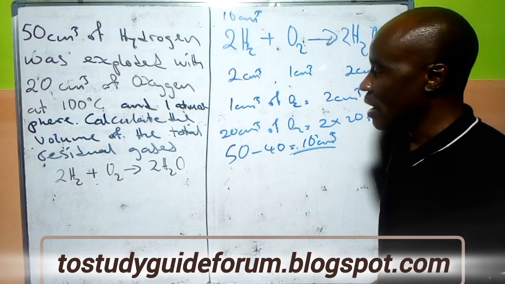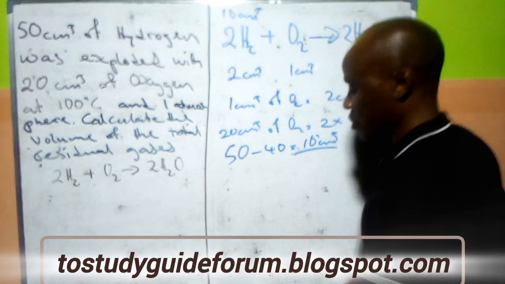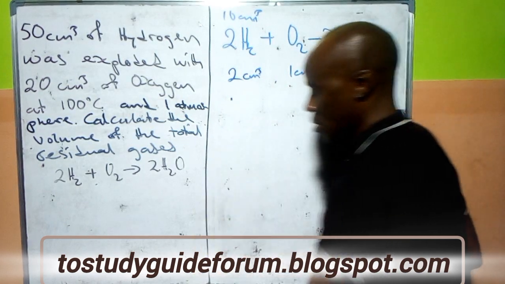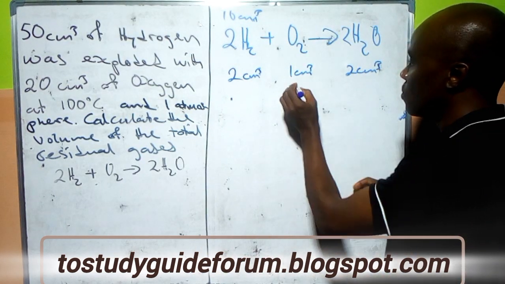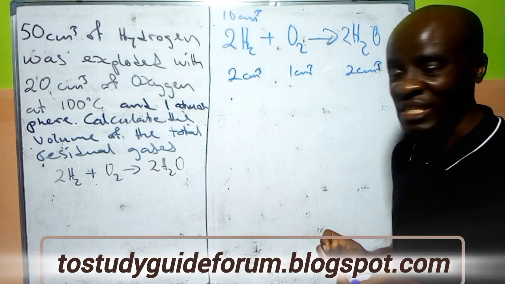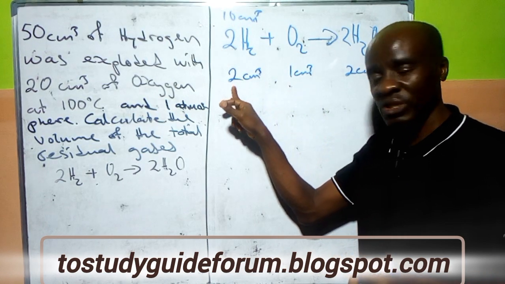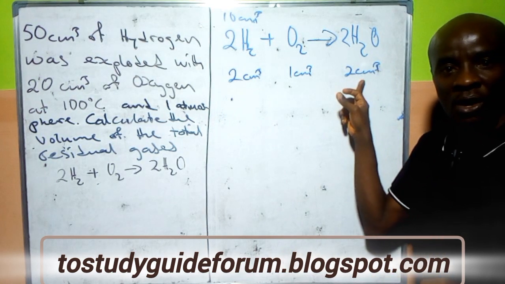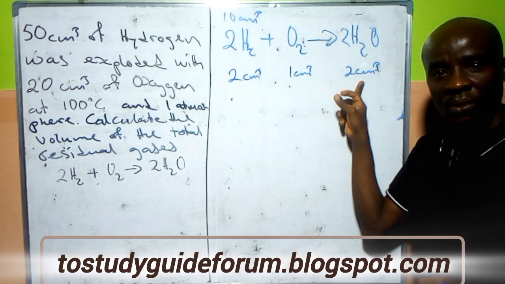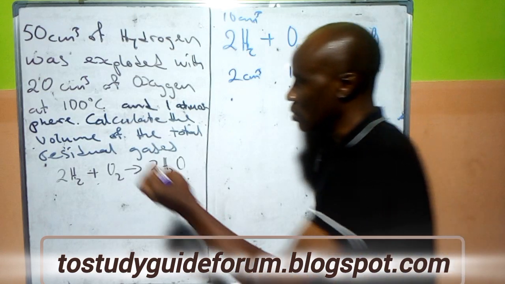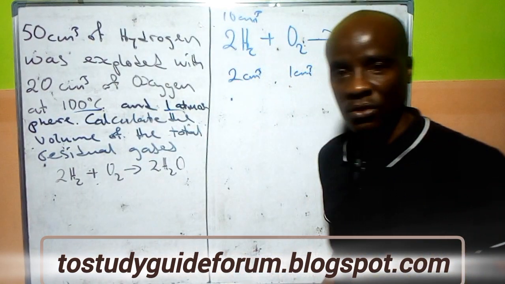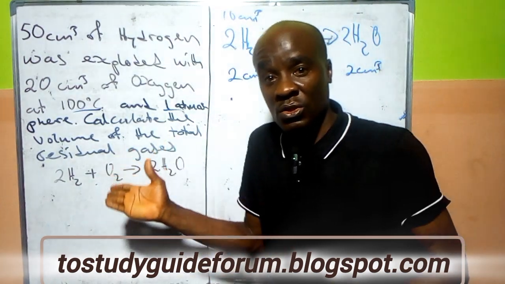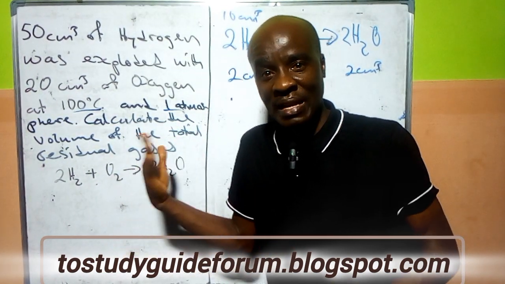So the next one we have, now if you look at this chemical equation again, what will you see? You notice that anytime 1 cm cube of oxygen combines with 2 cm cube of hydrogen, it will give us 2 cm cube of what? Water vapor. According to this, it will give us vapor because if the temperature is lower than this, it will be water. So it will not be part of the residual gases or the resulting gases or the remaining gases.